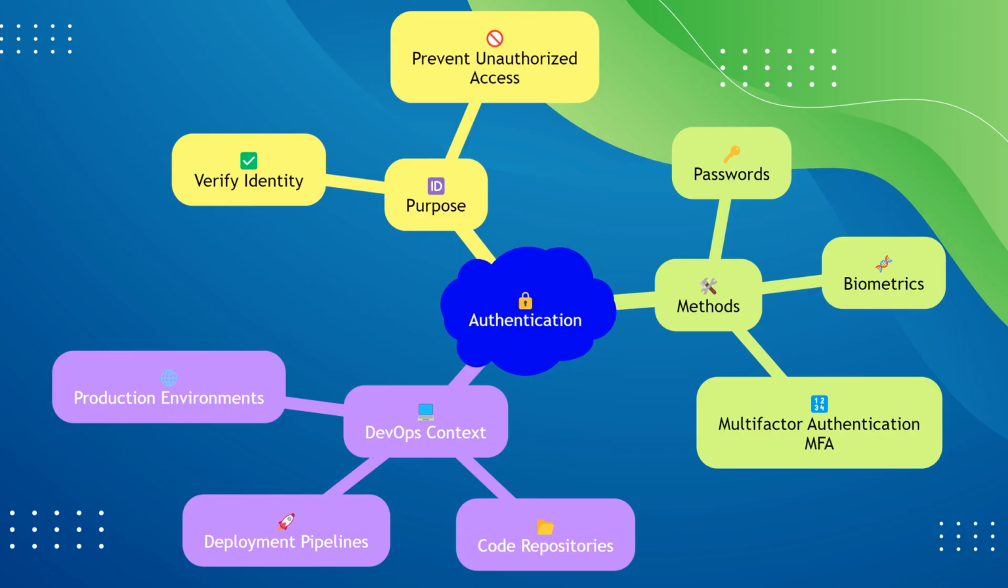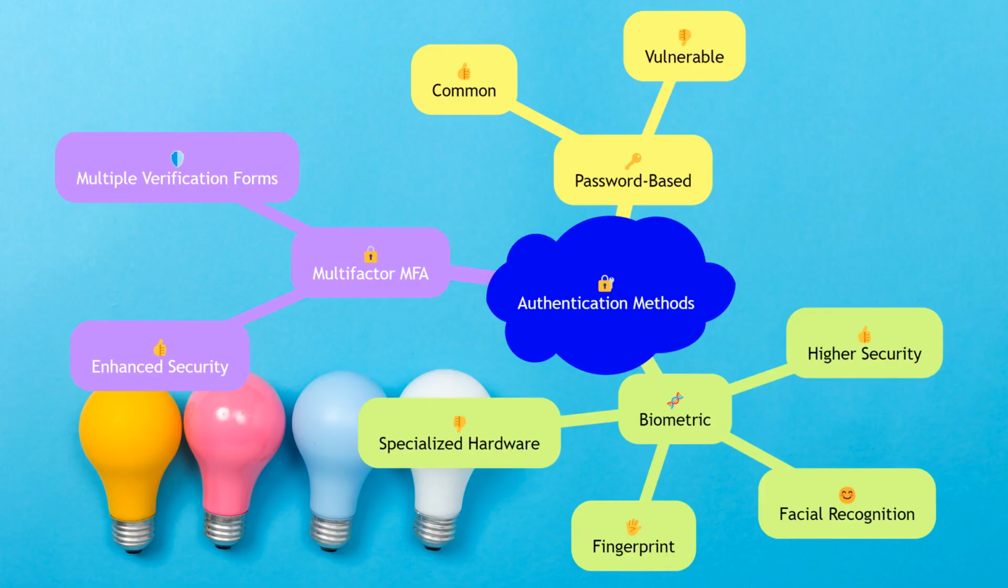Authentication is the process of verifying the identity of a user or system. It ensures that only legitimate users can access resources. Common methods include passwords, biometrics, and multi-factor authentication, MFA. In a DevOps context, robust authentication mechanisms are crucial to prevent unauthorized access to code repositories, deployment pipelines, and production environments. There are several authentication methods, each with its strengths and weaknesses.